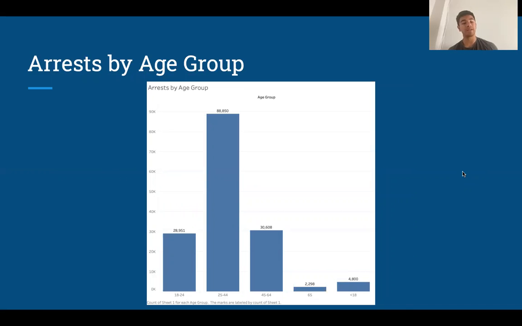Right here, we see a breakdown of arrests by age group. And the first thing that jumps out is the age group 25 to 44 has the overwhelming majority of arrests in New York City. And the 65 and plus age group has the least, which is somewhat expected. So, really the main focus for the NYPD should be decreasing this 25 to 44 age group's arrests and seeing how we can do that.